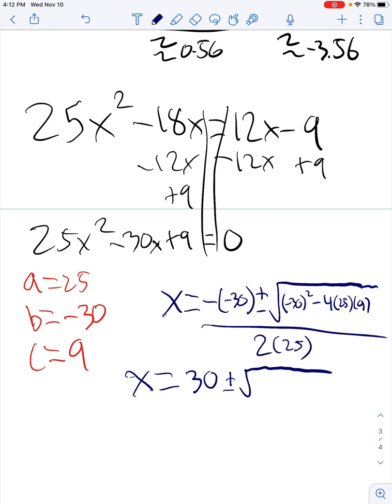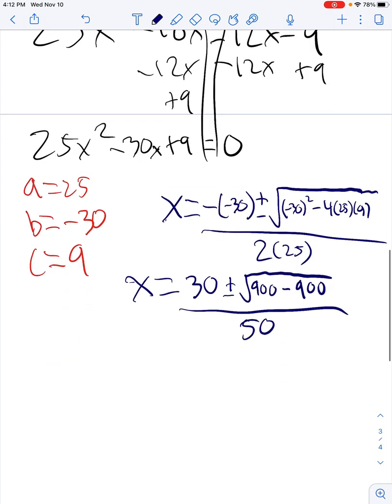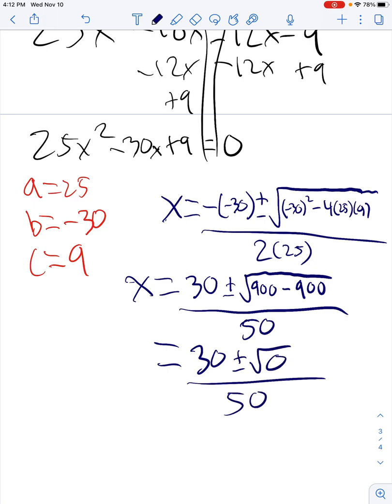Negative 30 is 30, plus or minus the square root. Negative 30 squared is negative 30 times negative 30, which is going to give me 900. Now, I do suggest you do all this multiplying and show your work, because if you try to do it in your calculator in one step, you're going to have trouble. So x equals 30 plus or minus the square root of 0 all over 50.